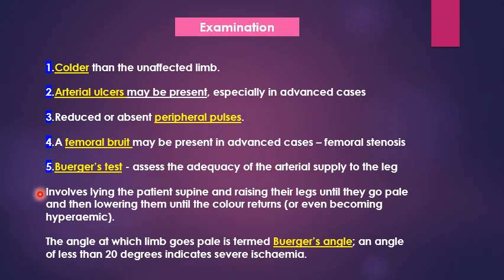This test involves lying the patient supine and raising the leg until it goes pale, normally up to 45 degrees. Then lower it until the color returns or becomes hyperemic. The angle at which the limb goes pale is termed the Buerger angle. An angle of less than 20 degrees indicates severe ischemia. So this is the Buerger test, which can be done to confirm the presence of ischemia and also to assess its severity.